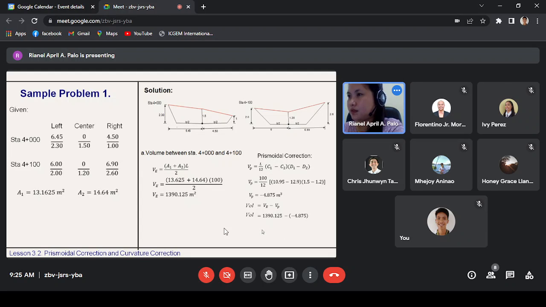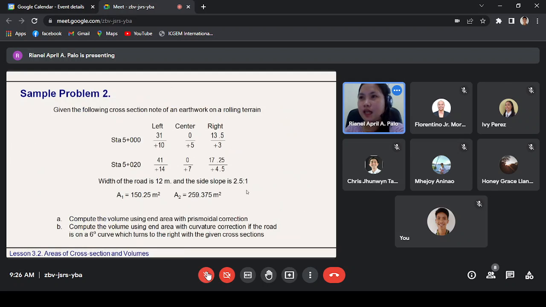1390 point. So, for our computed volume, same bataw na ang answer, which is equals to 1395 cubic meters. Okay? So, mao na ni atong volume between these two stations na naka-apply ni ka of prismoidal correction. Okay? Then, proceed na ta.